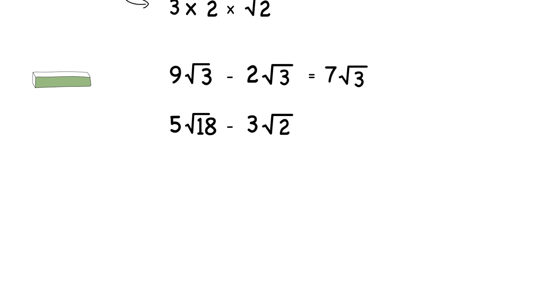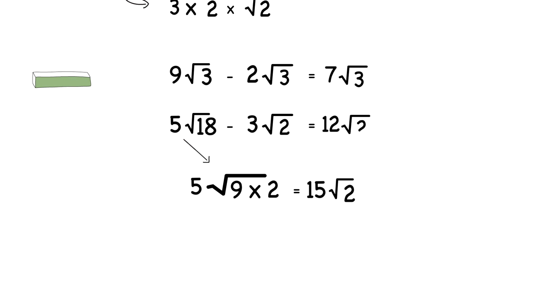As it stands, again, we can't directly do that, but if we transform that root 18 into a something root 2, then we can. Root 18 can be split into its factors of 2 and 9. Square root of 9 is 3. So if we times the 3 by the 5, that gives us 15, with a root 2 left over. So now our new question is 15 root 2 take away 3 root 2. And the answer to that is 12 root 2.